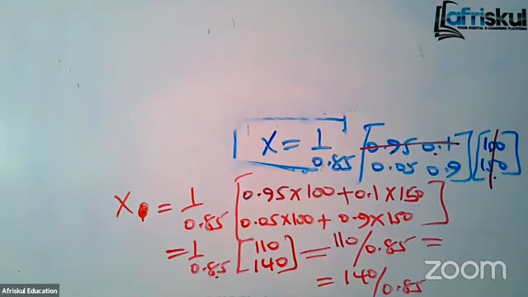So 110 divided by 0.85 gives us 129.41, and 140 divided by 0.85 gives us 164.70. Ismail got this very well, 110 and 140. Very good.